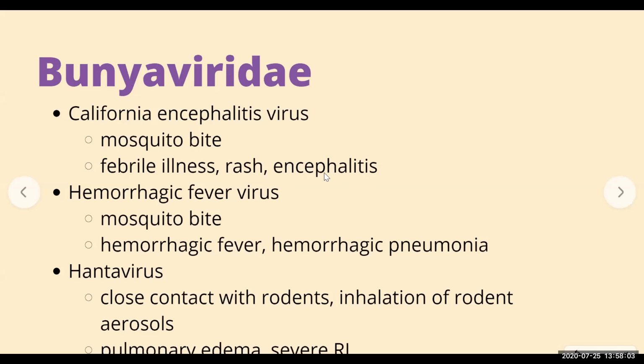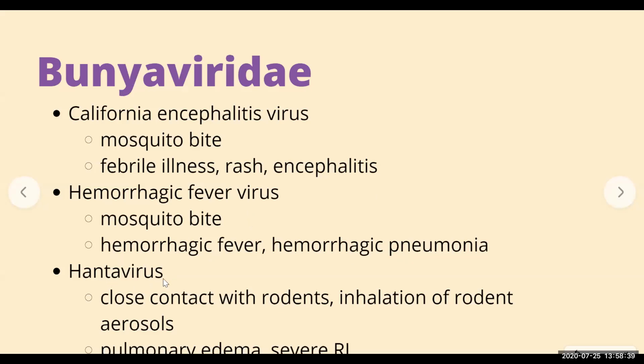And then, this encephalitis can cause confusion, confused thinking. It can cause seizures or problems with movement or with senses such as sight or seeing. But the encephalitis, pwede rin siyang caused by other types of microorganisms. Then hemorrhagic fever virus. So again, mosquito bite. It causes hemorrhagic fever and hemorrhagic pneumonia.